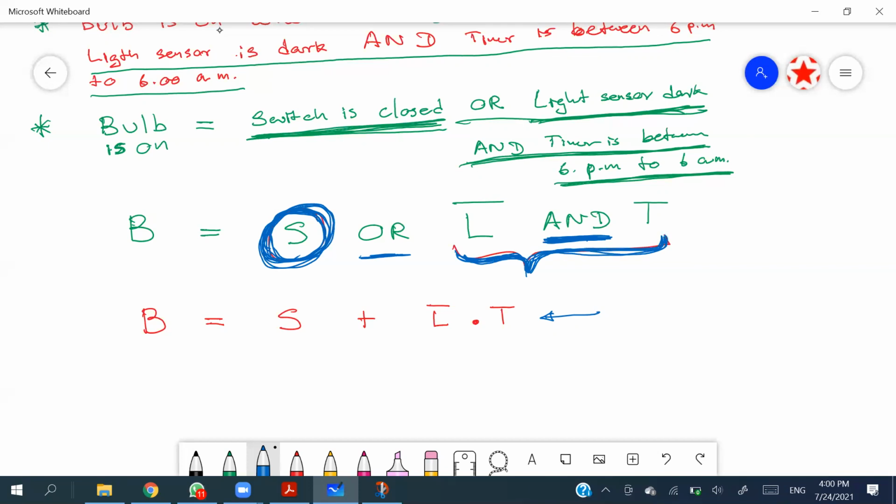Right? Then the light sensor indicates dark when it is 0, that is why we put L bar. The time indicates 6 pm to 6 am as 1, so we put T.